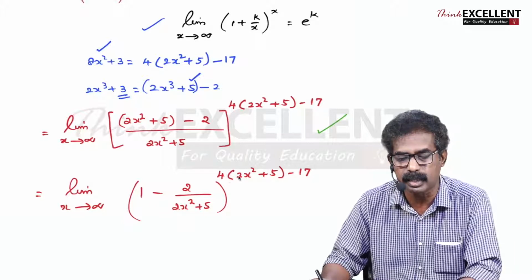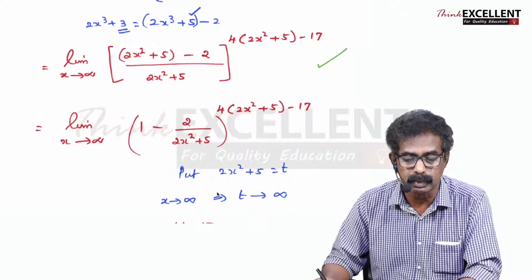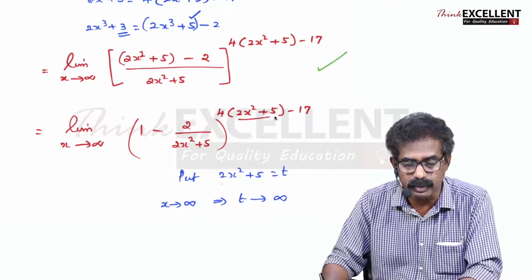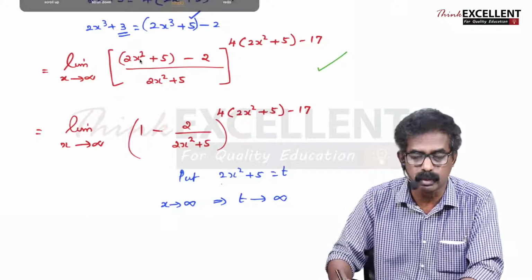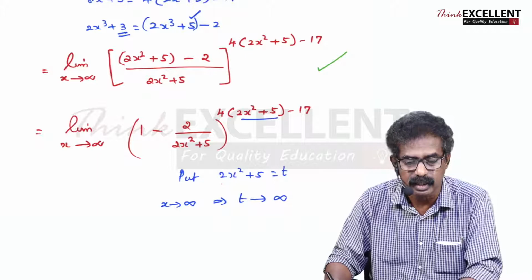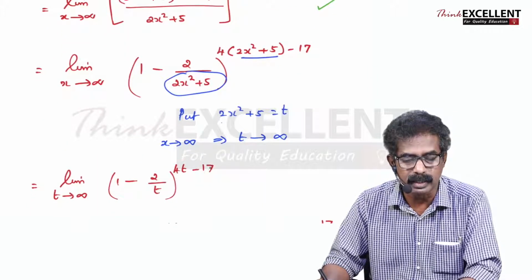Now this is a raised to m minus n type, a raised to m into a raised to minus n. You split into 2. Before that, the 2x square plus 5, we take it as t. So this is 4t minus 17. This is 2 by t, 2 by t and 4t minus 17.